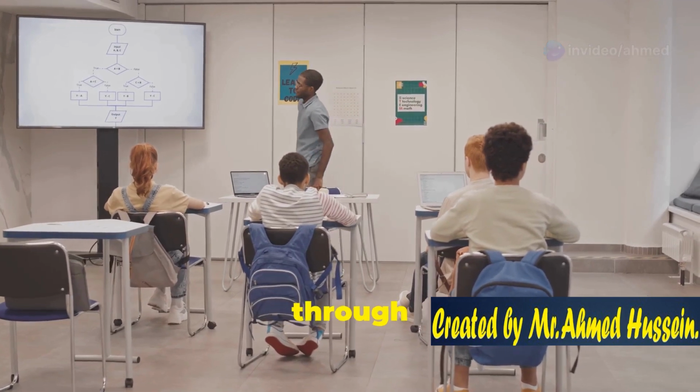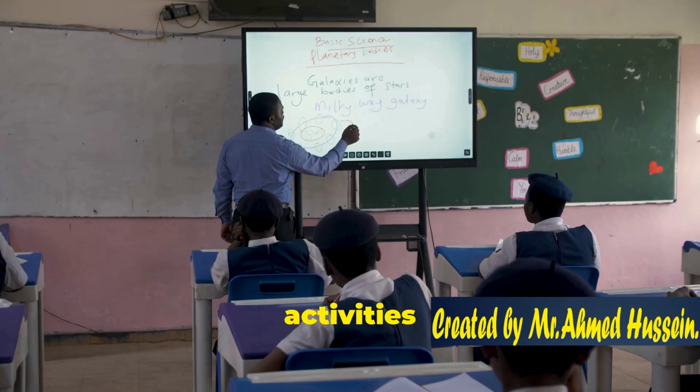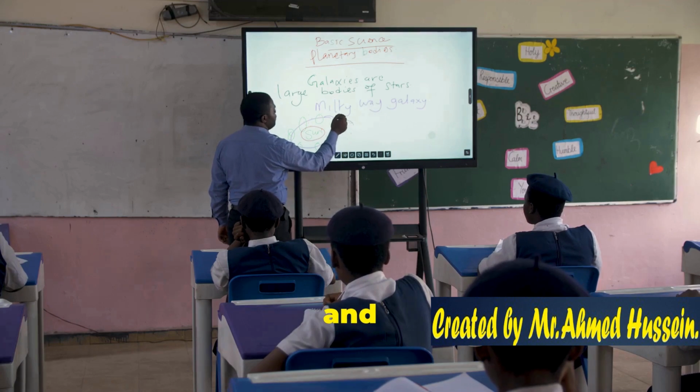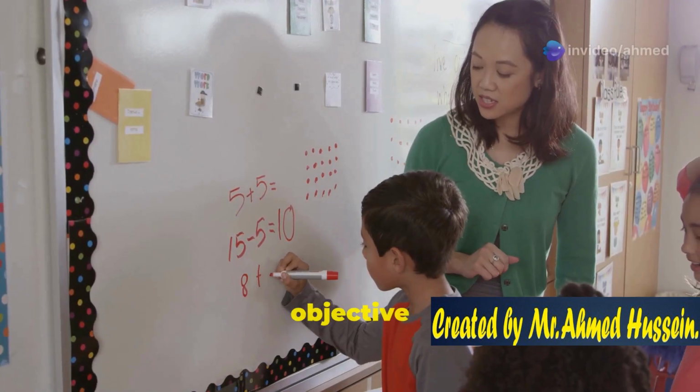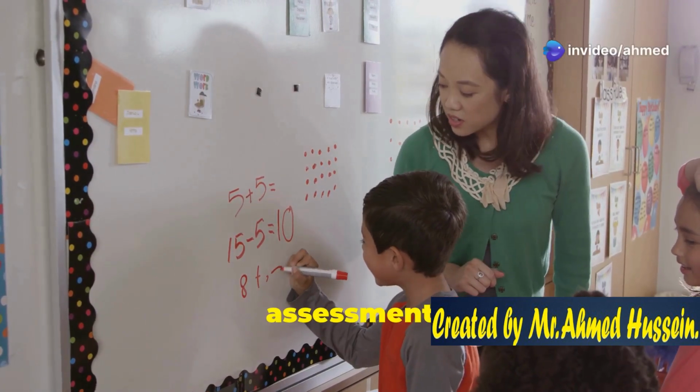Objectives are achieved through an activity or more. These activities are called learning activities, and they are ungraded. To check if your objective is achieved, you need an assessment activity. This activity must be graded.